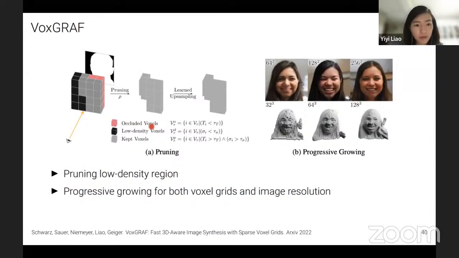During training of VoxGRAF, we use pruning and progressive growing. During pruning, we remove the occluded voxels as well as the low density voxels. And during training, we start from low resolution and progressively grow both the voxel resolution as well as the image resolution.